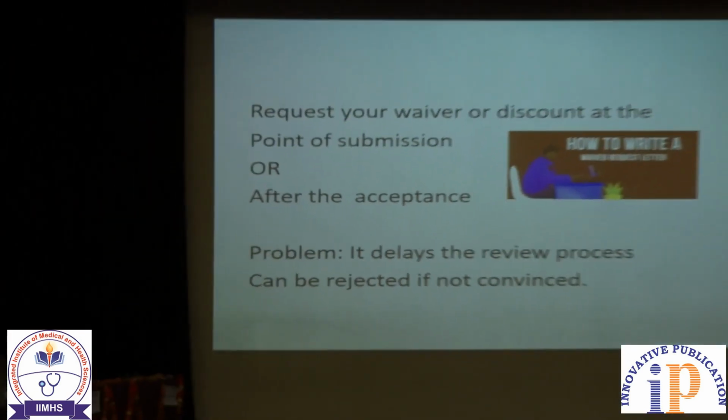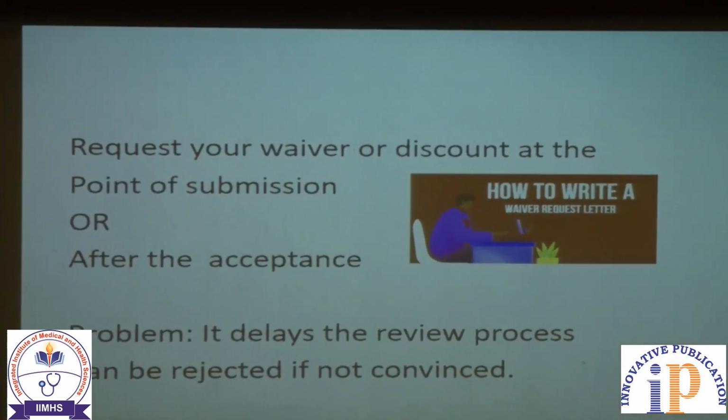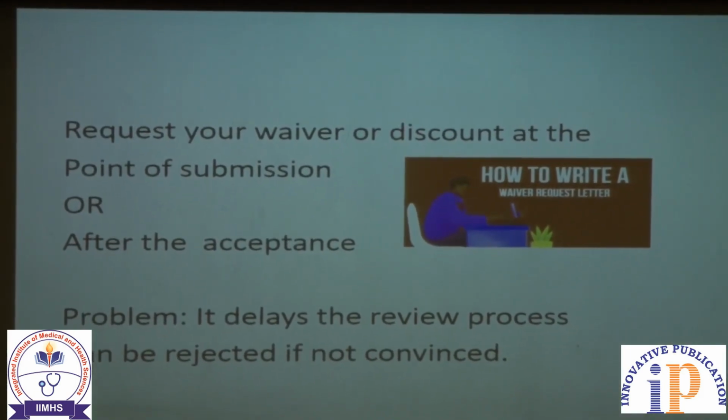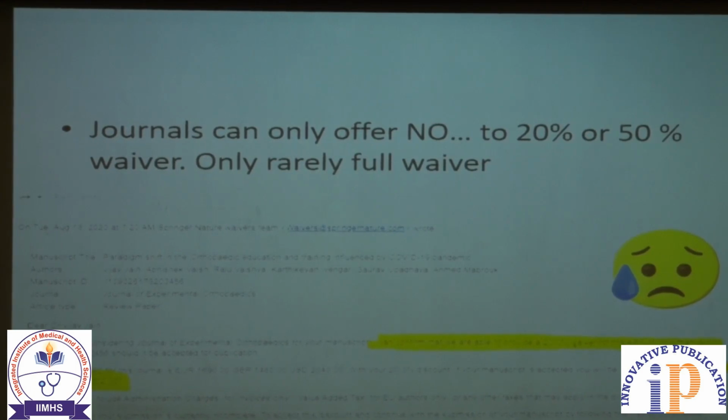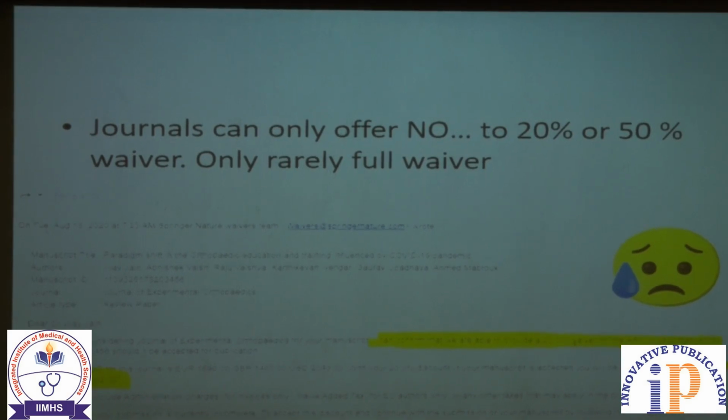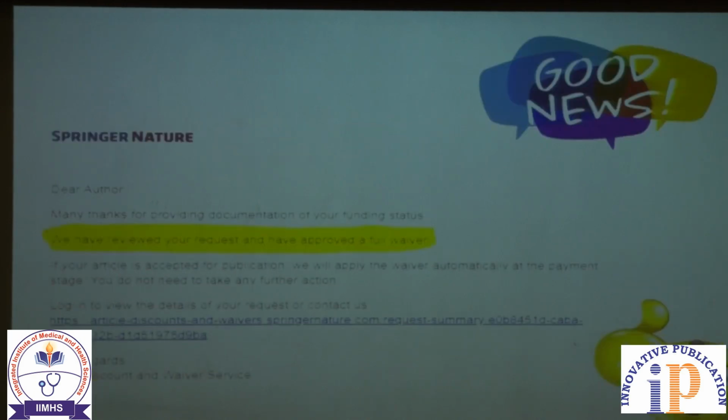Next slide, please. The request for the APC waiver can be made at the time of submission or when the article is accepted. The problem is that whenever we request an APC waiver, there is always a chance of delay in the review process, and many times it is rejected, if they are not convinced by your waiver letter. Next slide, please. We can get either no waiver or 20 to 50% of waiver, and only rarely is a full waiver granted. Next slide, please. This slide shows the approval of a waiver by one of the Springer Nature journals.